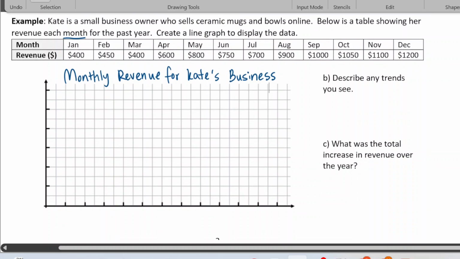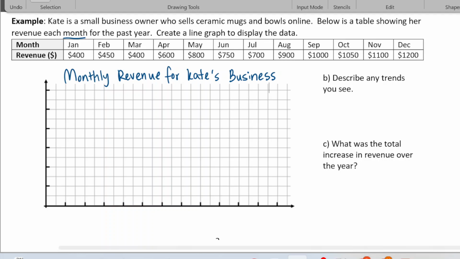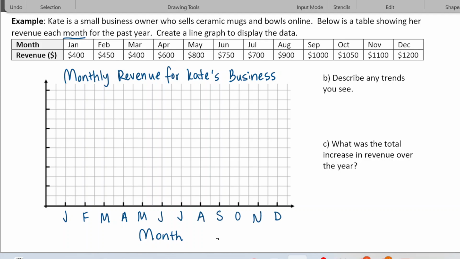So time always goes on the x-axis or the horizontal axis. That's just by convention so that everyone has the same graph. So we're going to put the months here. I'll do the same thing as the other graph did. I'll just use the first letters so that my graph doesn't look too cluttered. So January, February, March, April, May, June, July, August, September, October, November, December. Okay. Then on the y-axis, I'm going to put the revenue.